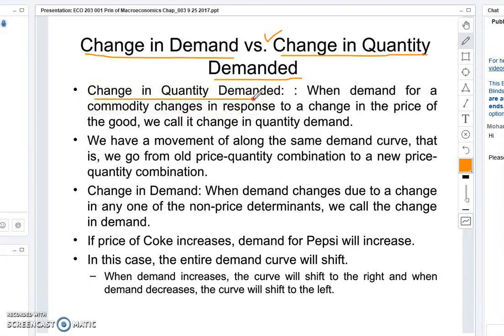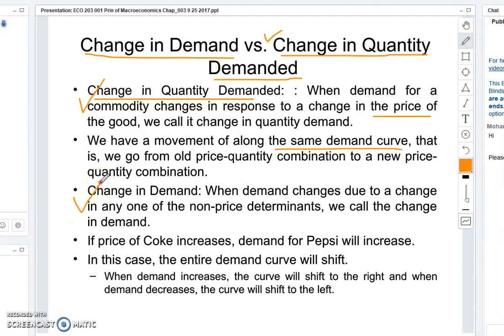When demand for a commodity changes in response to the change in the price of the good, the own price of the good, we call it change in quantity demanded. So in this case, we will have a movement along the same demand curve. From one point of the demand curve, we will go to another point of the demand curve.